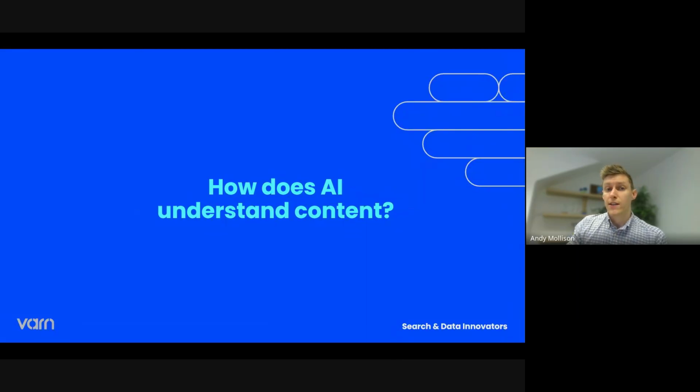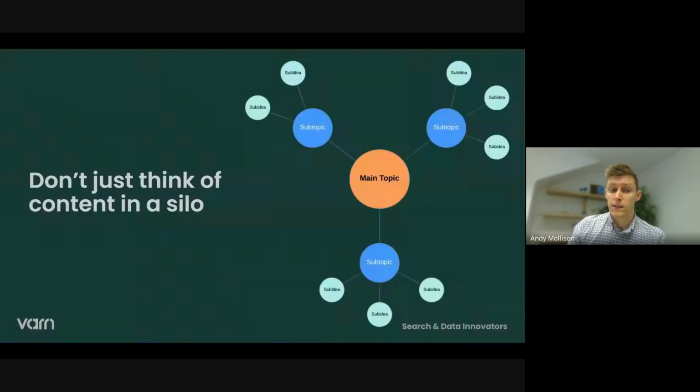So how does AI understand content more generally? When we look at content, I think it's important to not look at it at a page level, because while we can optimize single pages, it's more about how AI understands that topic as a whole. Your main topic, that one piece of content we were talking about, has subtopics and sub-ideas that AI needs to understand, to know exactly what that thing is and when it might be relevant to return that information to a user who's asked a question about that particular thing.